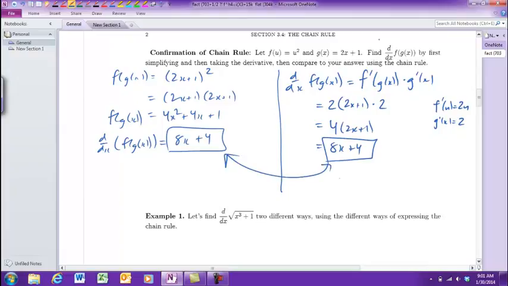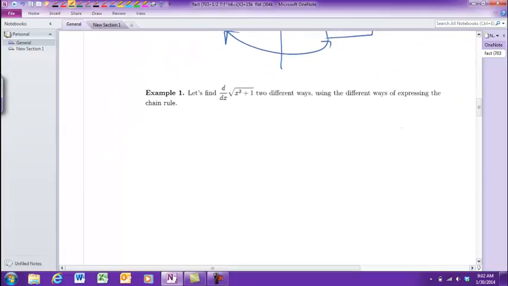And that's our confirmation that the chain rule actually works, because it doesn't matter if I do it this way or that way. In general, you won't actually be able to multiply something out, and you'll have to use the chain rule in most instances.